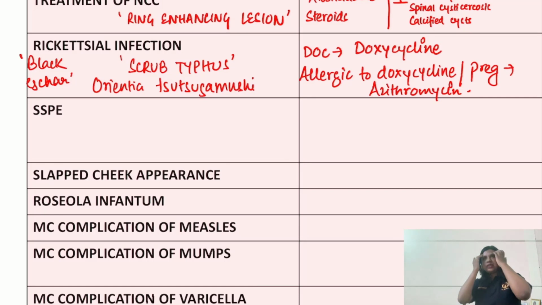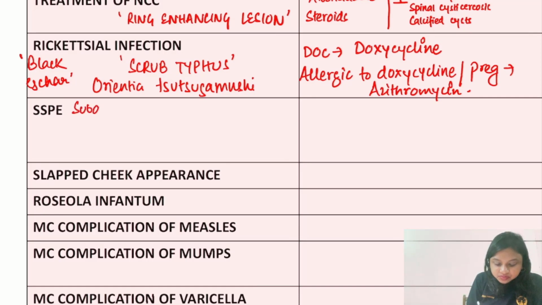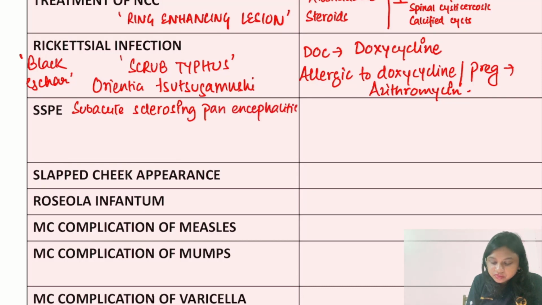Next is SSPE, subacute sclerosing panencephalitis. It is the most lethal complication of measles.